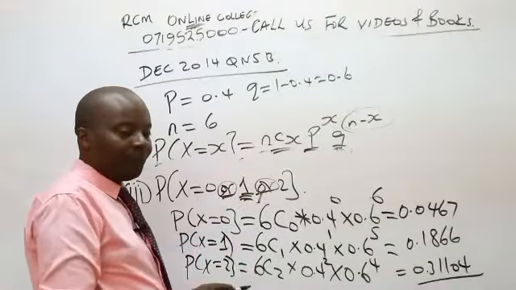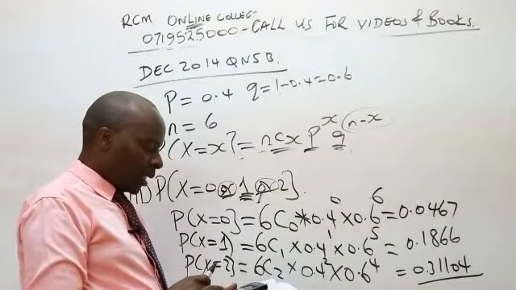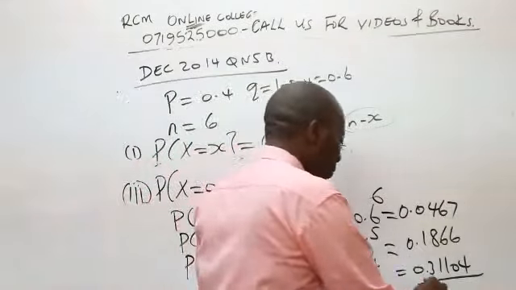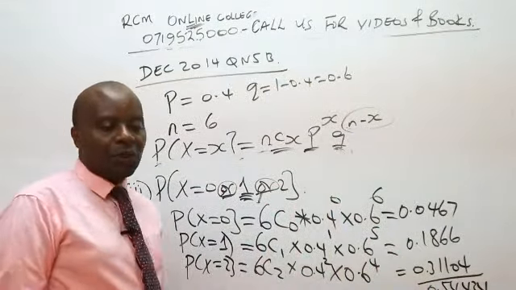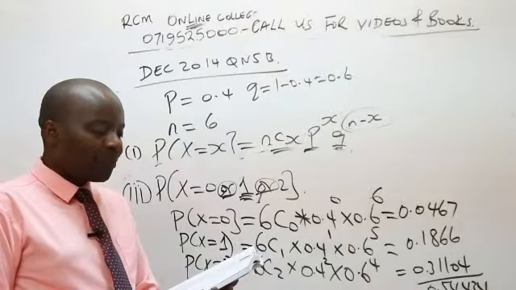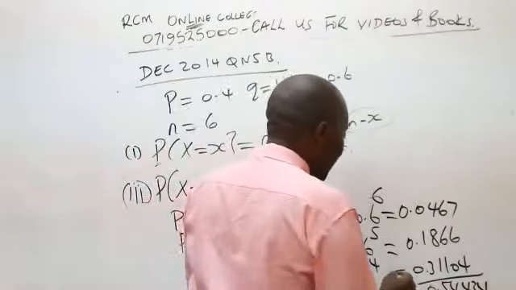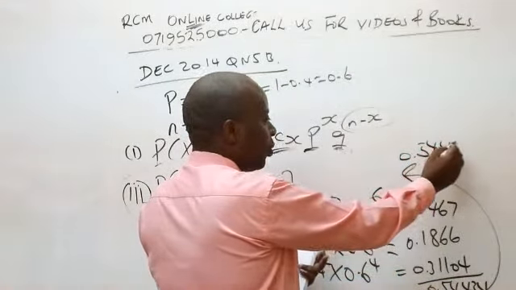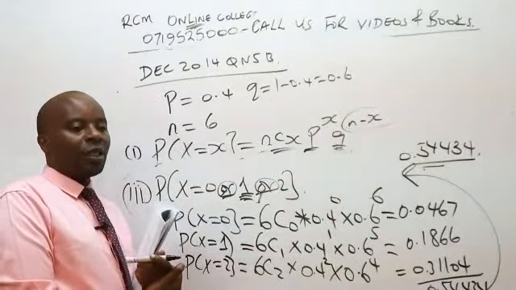So what you need to do is give us the total, because "or" means you are adding. So please add: 0.31104 plus 0.1866 plus 0.0467. So please give us a figure, which will be 0.54434, something like that. And that is the probability of X being at most what? At most 2. So that is it. I can see this figure is not very clear, so I can write it here. It's supposed to be 0.54434. That is the probability of at most 2.